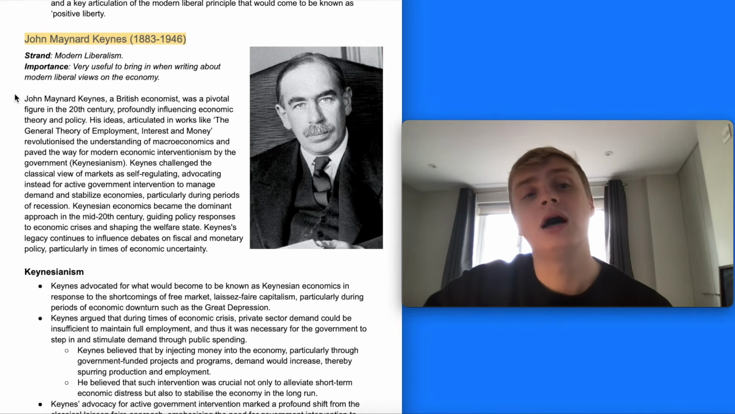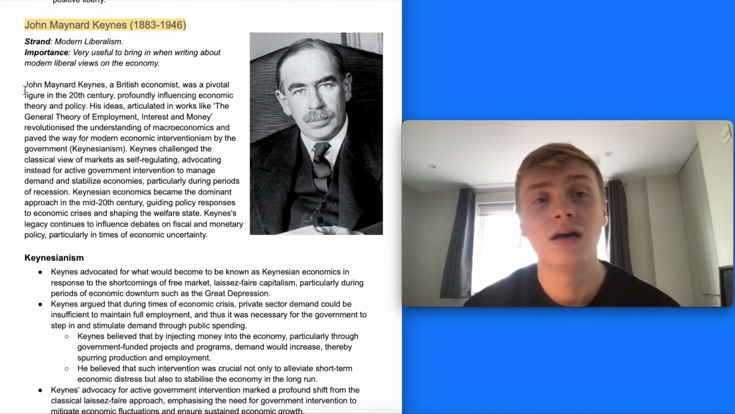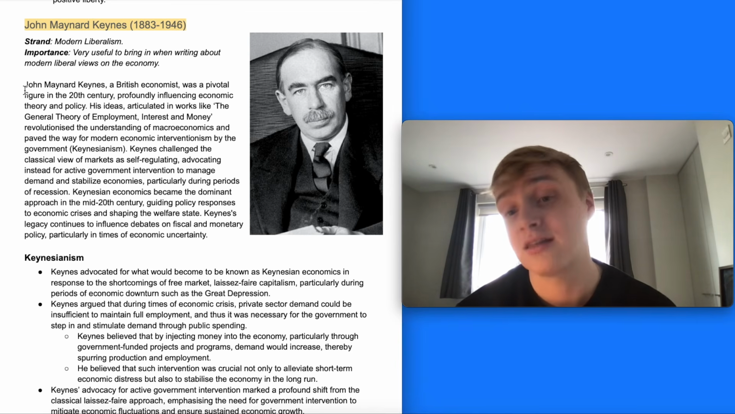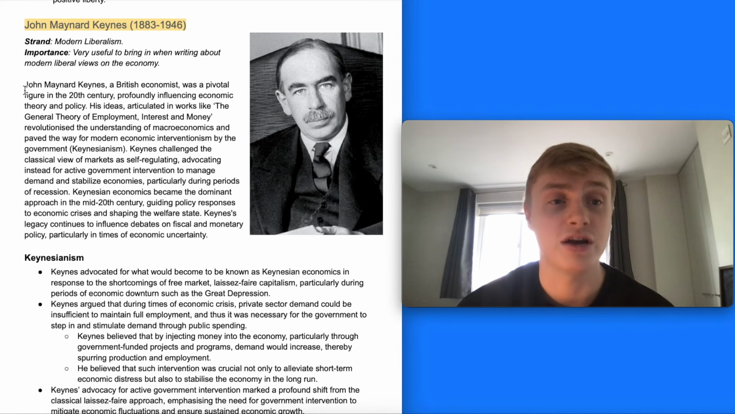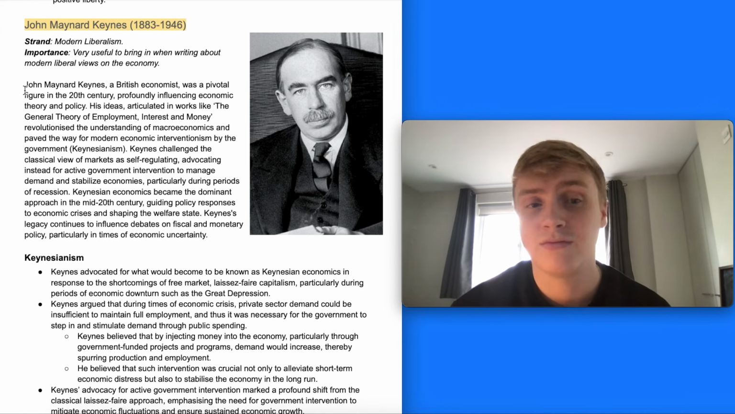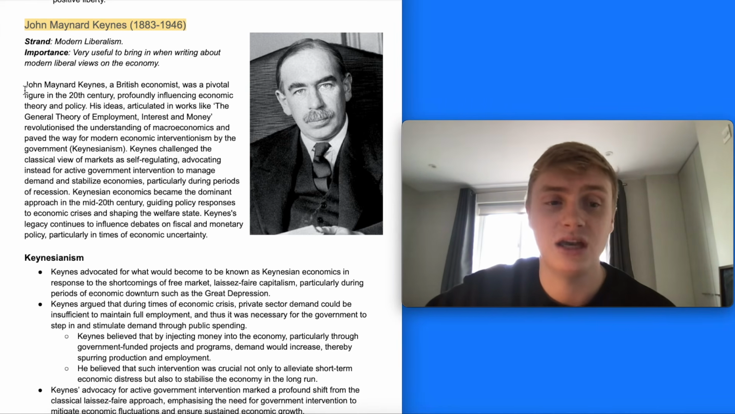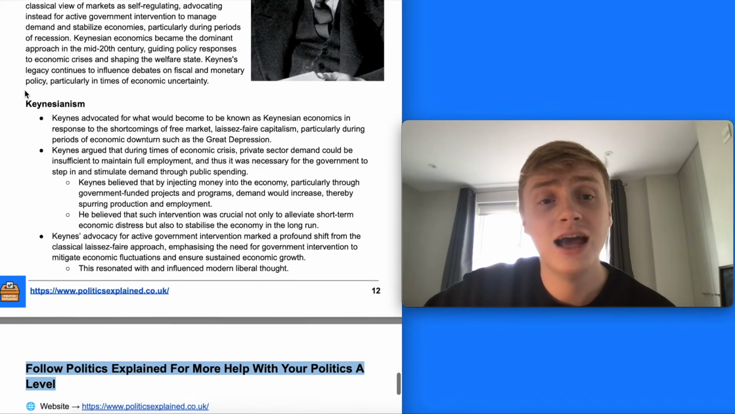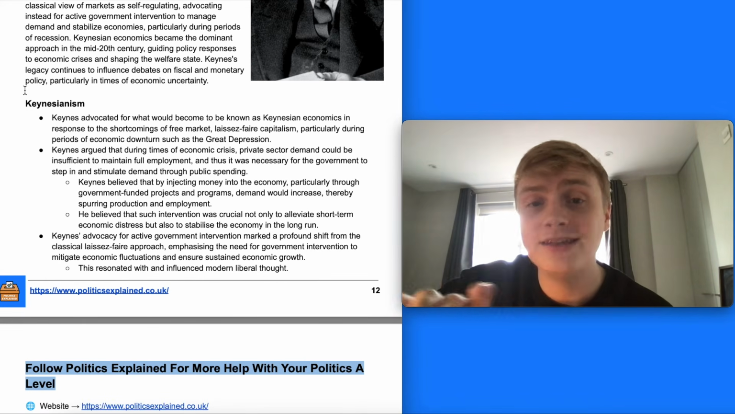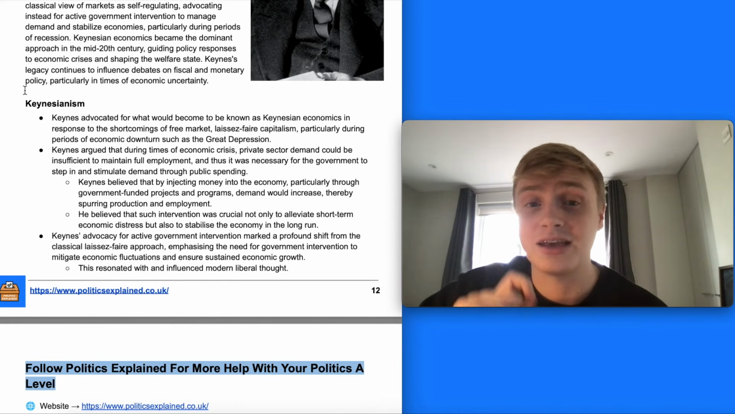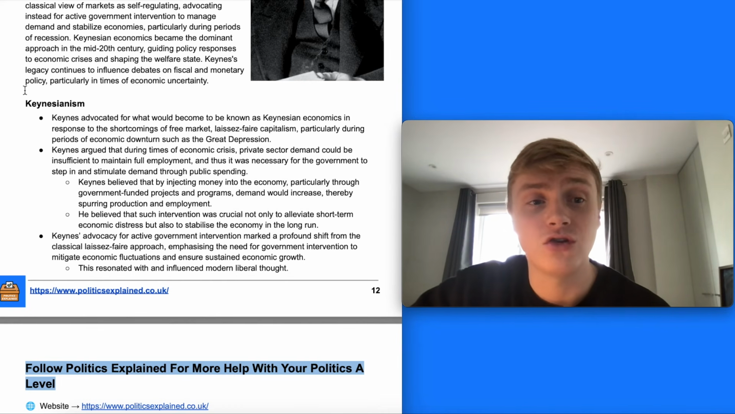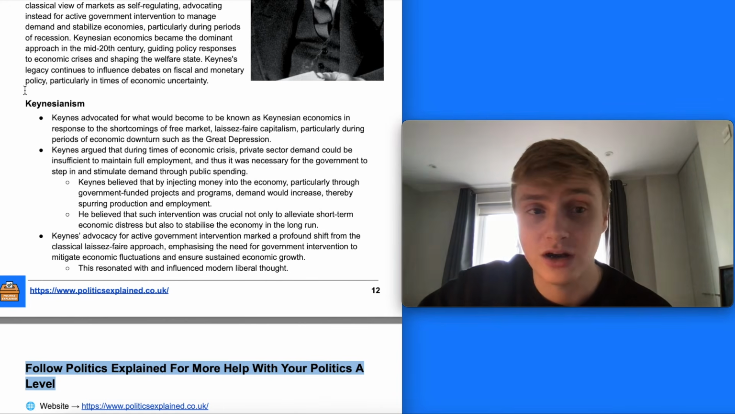And then the final thinker we're going to bring in is Keynes, a modern liberal thinker who, like Smith is for classical liberalism, is very useful to bring in when writing about modern liberal views of the economy, and is a very key economic thinker in general. So he advocated for what would be known as Keynesian economics in response to the shortcomings of the free market and of laissez-faire capitalism, particularly during economic downturns such as the Great Depression.